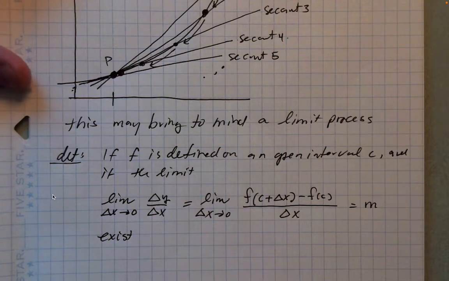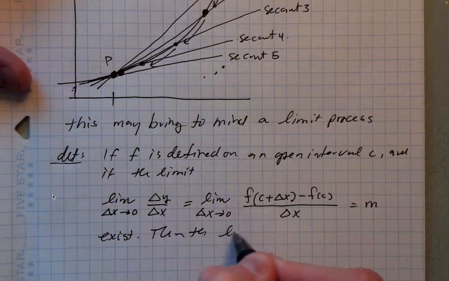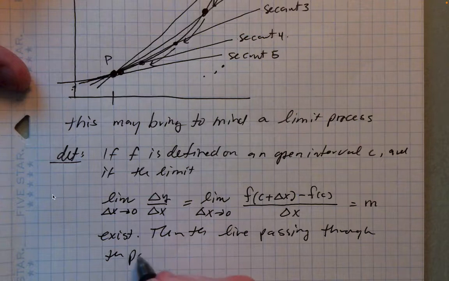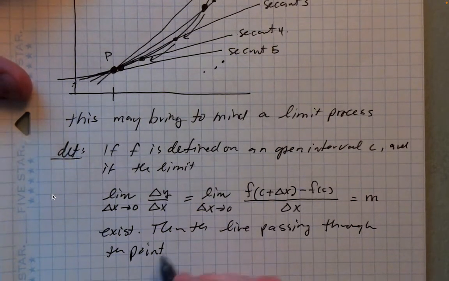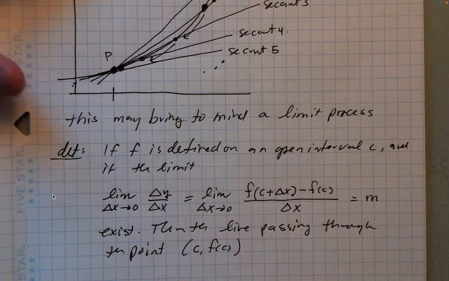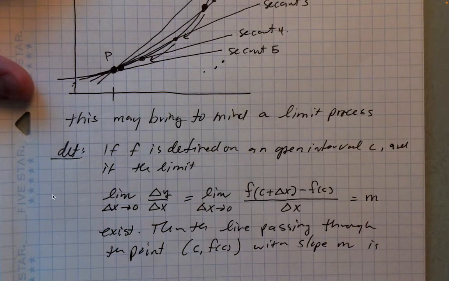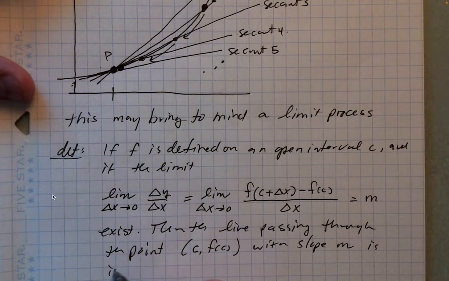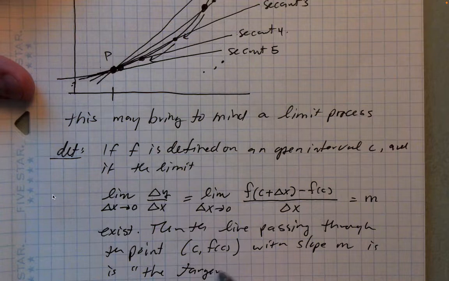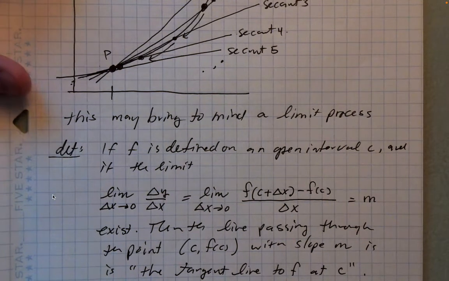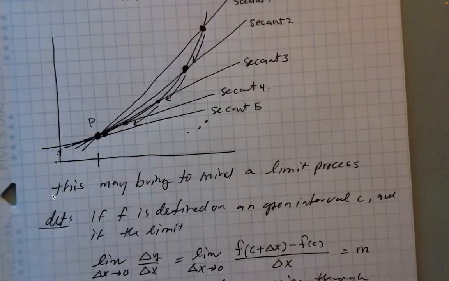then the line passing through the point c comma f of c, with slope m, is called the tangent line to f at c.